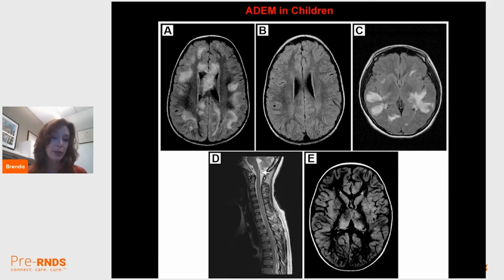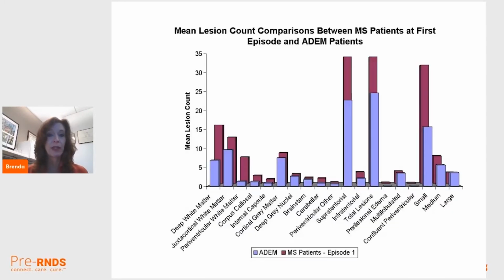And in E, you can see very bright areas of abnormality in the thalami, bilaterally, highlighting the deep gray involvement in many patients. So one of the things that my group and I did many years ago was to compare the distribution of T2 bright lesions in the brain of children with ADEM compared to children with multiple sclerosis.